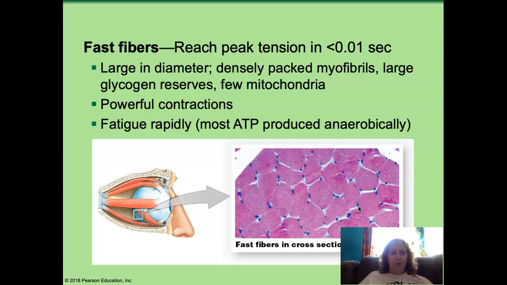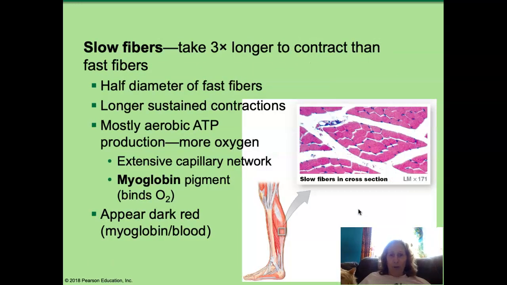And these fast fibers make very powerful contractions. These fatigue rapidly. Slow fibers are much slower to contract than fast fibers, and these are smaller in diameter. They're mostly aerobic, so they need a lot of oxygen. And because they need a lot of oxygen, they'll actually be different in color. So the color differences are due to the presence of a pigment similar to hemoglobin.